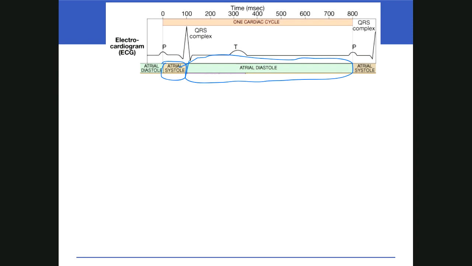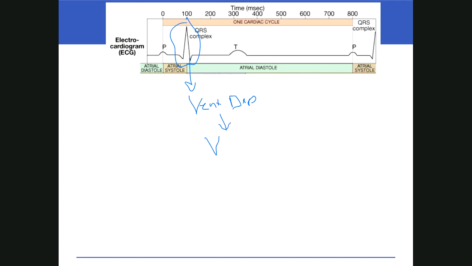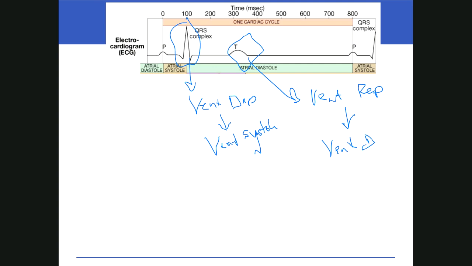But remember, not only is the QRS atrial repolarization, it's also ventricular depolarization. And right behind depolarization, we're going to get ventricular systole. And so the ventricles are going to contract. And then we get to the T wave. And the T wave, remember, is ventricular repolarization. And right behind that, we're going to get ventricular relaxation, ventricular diastole.